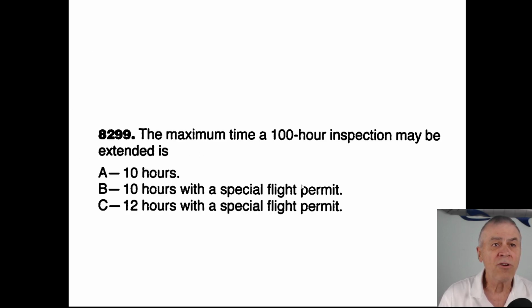All right, the question is, the maximum time a 100-hour inspection may be extended is A, 10 hours, B, 10 hours with a special flight permit, or C, 12 hours with a special flight permit. And the answer is just 10 hours. You do not need a special flight permit. That's going to be something we're going to see in annual inspections. But for 100-hour inspections, it's strictly 10 hours. Nothing special needed.